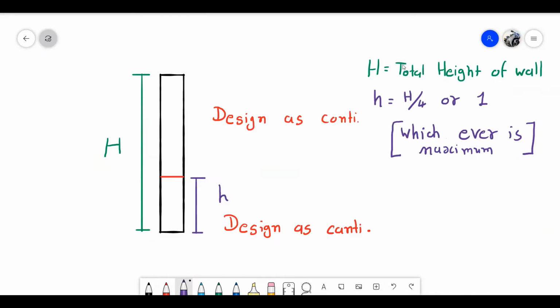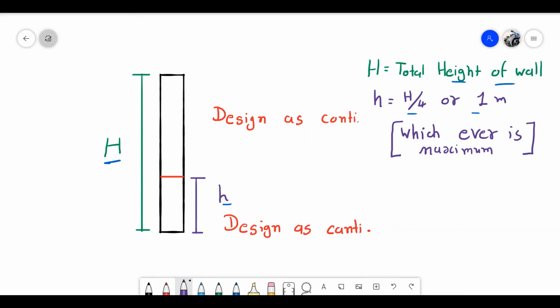So here is a figure. You can see the black color is the wall. Here is capital H. Capital H means the total height of the wall. And small h is H by 4 or 1 meter, whichever is maximum.